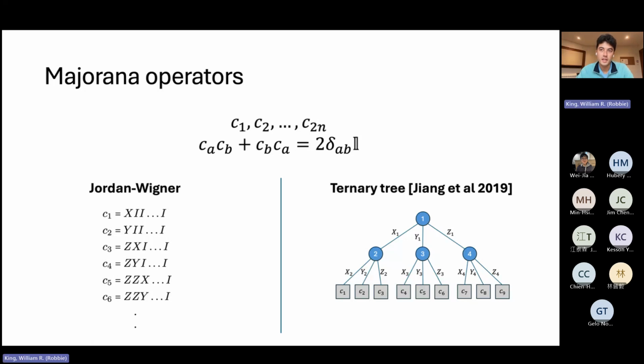I'm not telling you why these operators are important, but it turns out that they are in quantum chemistry and fermionic physics and all of this. All of the physical properties that we would like to know are encoded by degree 2 and degree 4 and degree 6, etc., products of these Majorana operators.